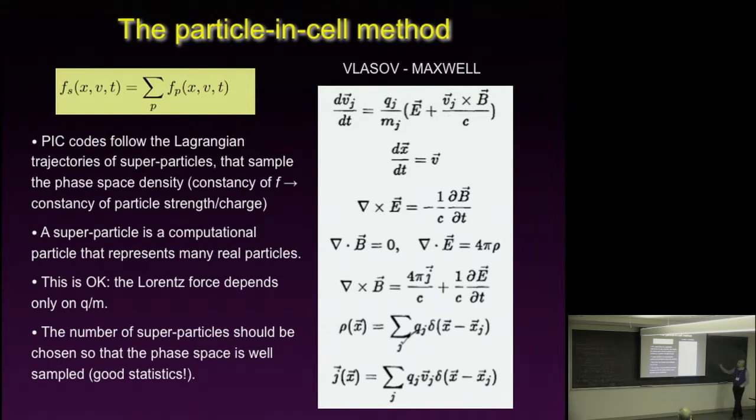So this is the basic method that we use. Instead of evolving the six-dimensional distribution function, we discretize it into individual particles, and then we follow the trajectories of the particles in a Lagrangian way. The only caveat is that you need to sample the distribution function with enough particles so that your results are statistically meaningful and you're capturing all the effects that the evolution of the six-dimensional distribution function will give you.